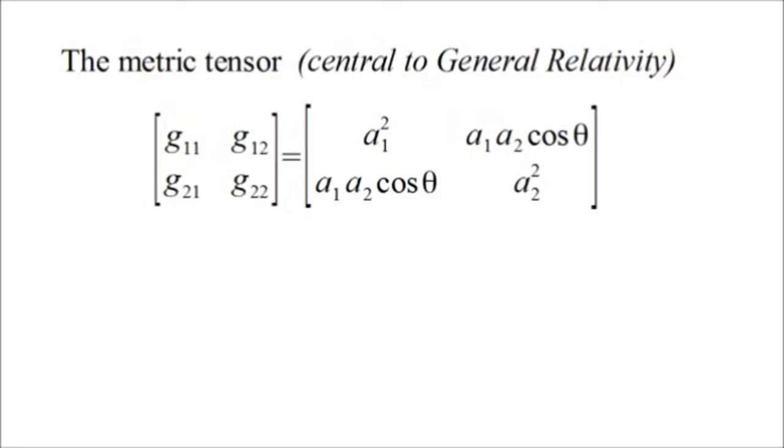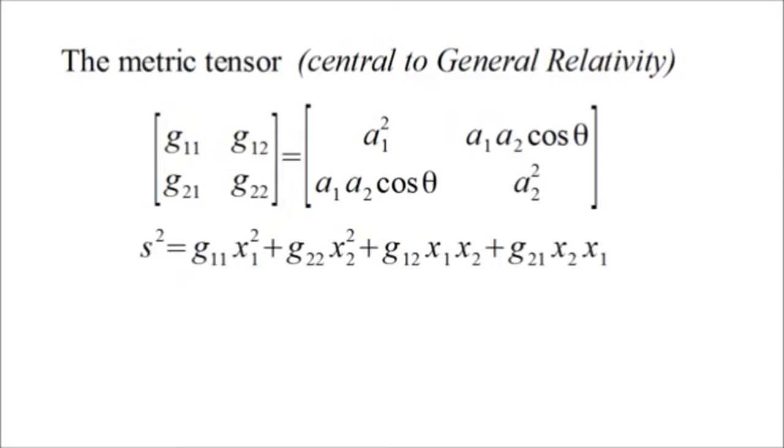It's convenient to break the 2 times a1 a2 cosine theta factor into two 1 times a1 a2 cosine theta factors because it'll make all the math more symmetric later on. So with this labeling, our previous result for s squared can be written as G11 x1 squared plus G22 x2 squared plus G12 x1 x2 plus G21 x2 x1. And this is the Pythagorean theorem generalized to scaled and/or tilted coordinates.